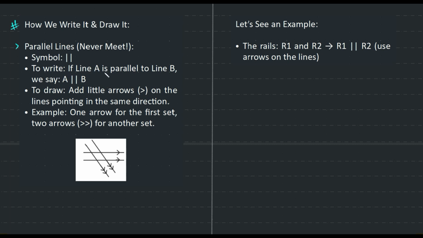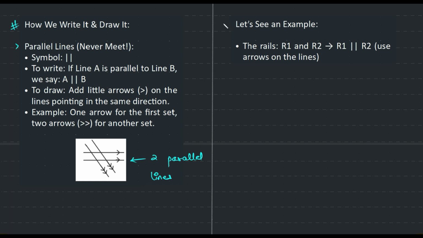If I want to write line A is parallel to line B, all I have to do is just this. To draw it, if you draw two lines and want to indicate they are parallel, all I have to do is use arrows. One arrow for the first set and two arrows for the second set. So in this case, there are two parallel lines.